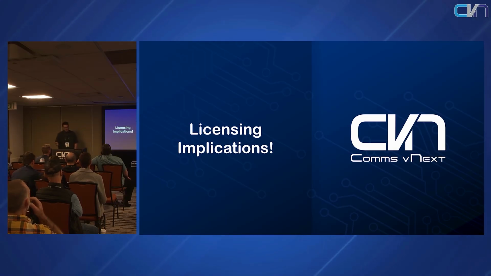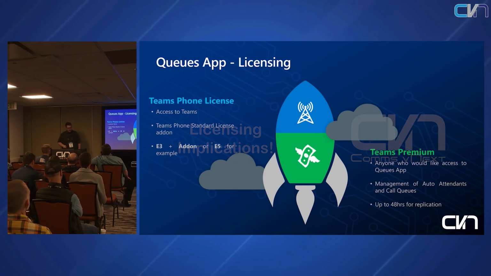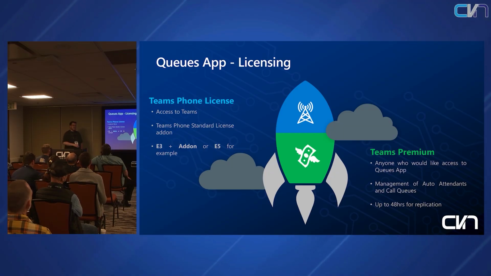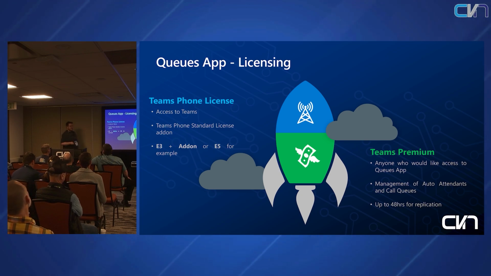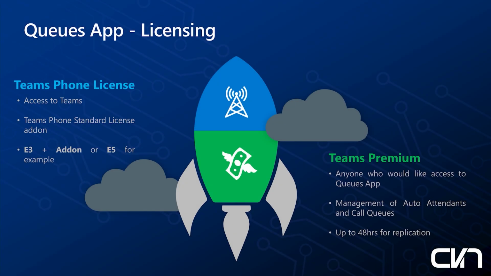So let's talk a little bit about those licensing implications. If you want to have QSAP, this is any user that wants to see the interface that we'll come on to, and I'll show you. Anybody that you want to have access to this is going to need access to Teams first and foremost. So they're going to need a Teams license. They're going to need a Teams Phone standard add-on license as well. And they're also going to need access to the Teams Premium license.